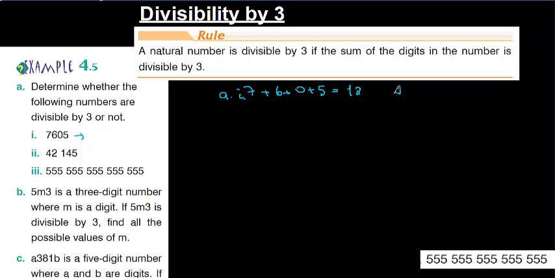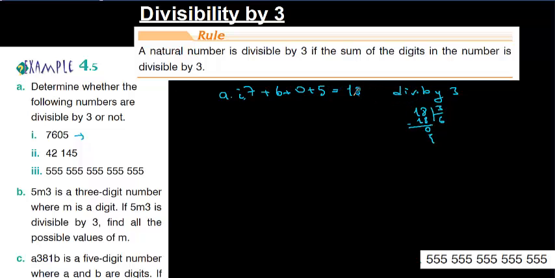So the number is divisible by 3 because 18, when you divide by 3, the result is 6, and the remainder is 0. So when there's no remainder, it means that the number is divisible. If 18 is divisible by 3, it means that 7605 is divisible by 3.